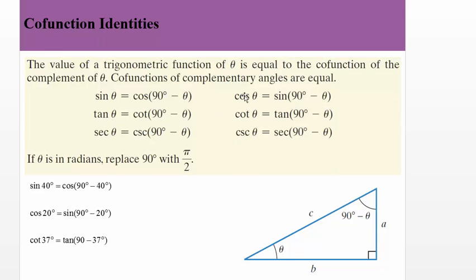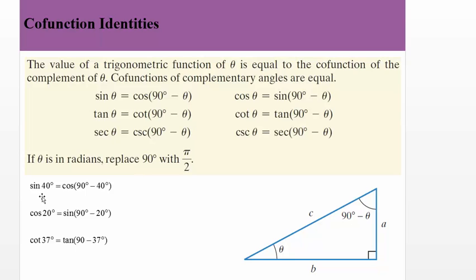All right, so the value of a trigonometric function of theta is equal to the cofunction of the complement of theta. So cofunctions of complementary angles are always equal. So these are what's called the cofunction identities, ladies and gentlemen. Again, this is in the first quadrant here. So we're going to go ahead and look at some examples.